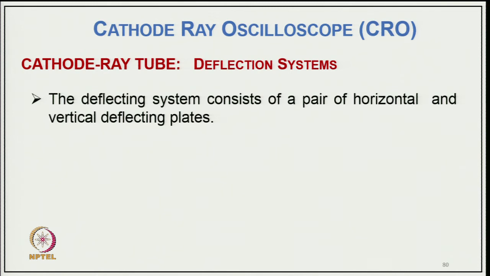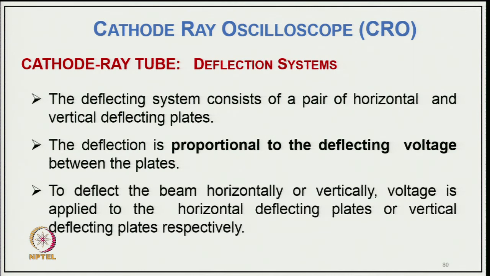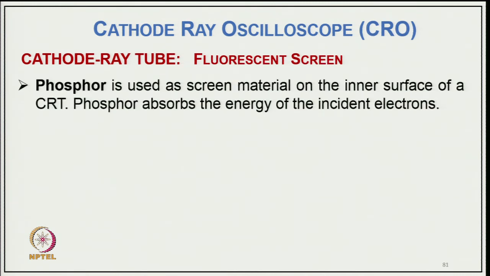Now, coming to the deflecting system of the cathode ray tube, it consists of a pair of horizontal and vertical deflecting plates. The deflection is proportional to the deflecting voltage between the plates, and to deflect the beam horizontally or vertically, voltage is applied to the horizontal deflecting plates or vertical deflecting plates respectively. And coming to the fluorescent screen, phosphor is used as a screen material on the inner surface of a CRT, and phosphor absorbs the energy on the incidence of electrons.